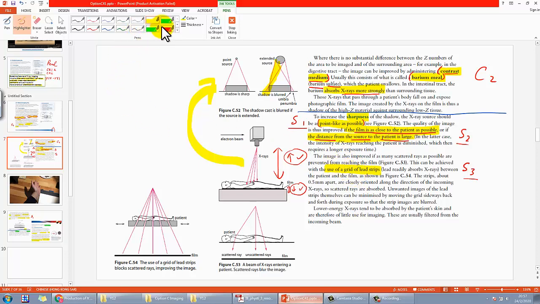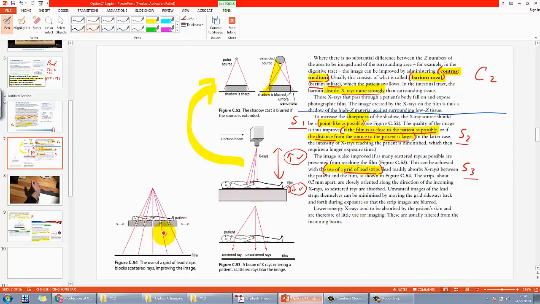And the third thing you can do, so this was the second, the third thing you can do is you can use something called a grid of lead strips, which is illustrated by these two diagrams. The diagram like this is without the grid, and what happens is scattering, as in chapter 8. As the X-ray goes to the patient, it will be absorbed, but it will also scatter away, and that will cause a problem because when it scatters, it goes in any kind of direction. So that would affect the sharpness of the photo.